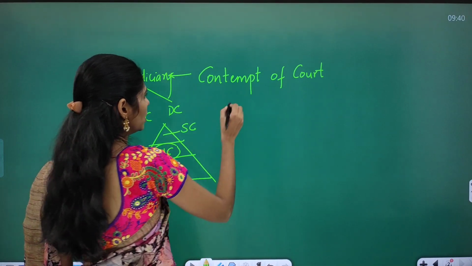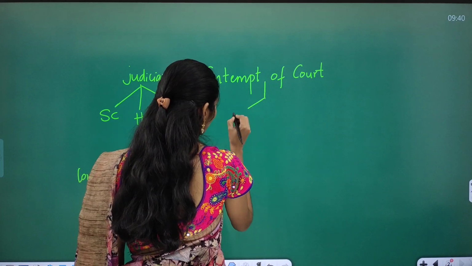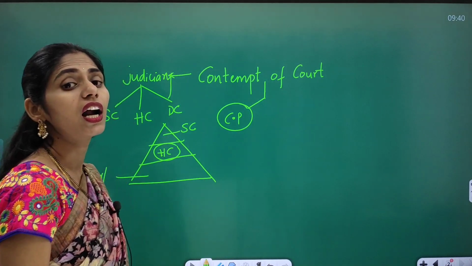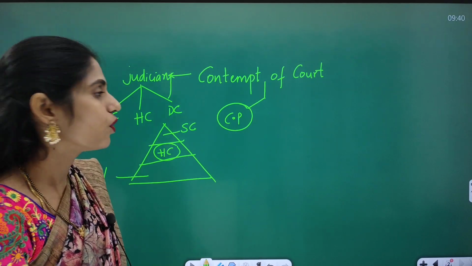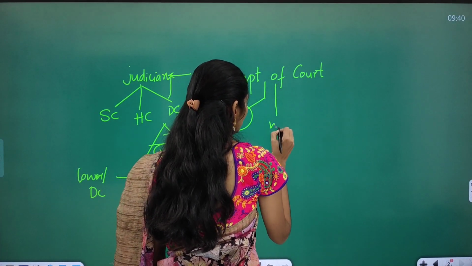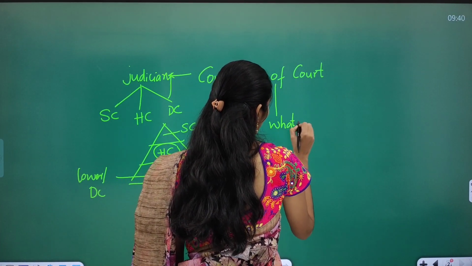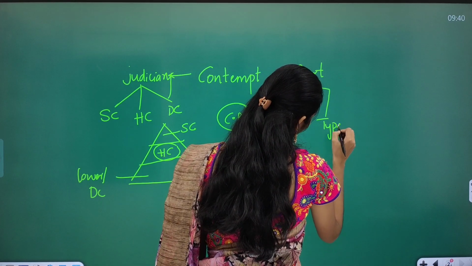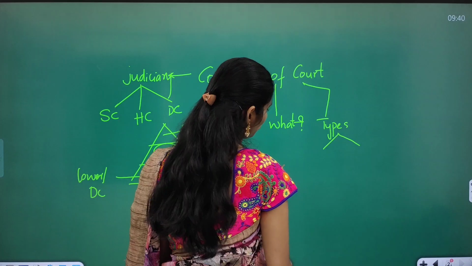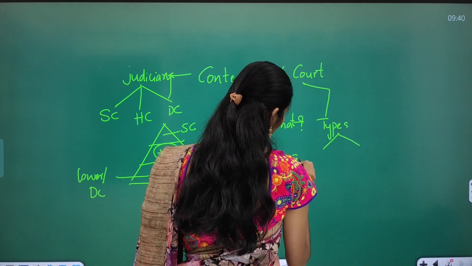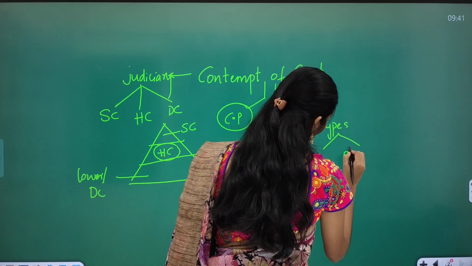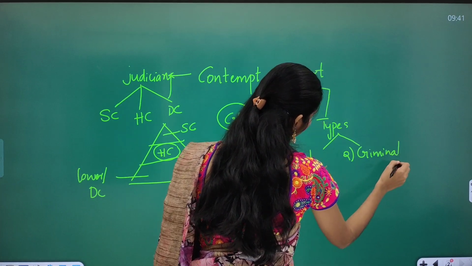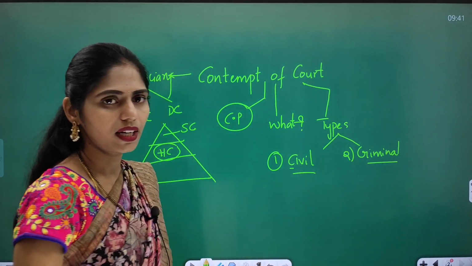Here in contempt of court you have to see the constitutional provisions. Which articles talk about contempt of court? You have to see the meaning of contempt of court, and especially the types of contempt of court. We have two types. The first one is civil contempt and the second one is criminal contempt.